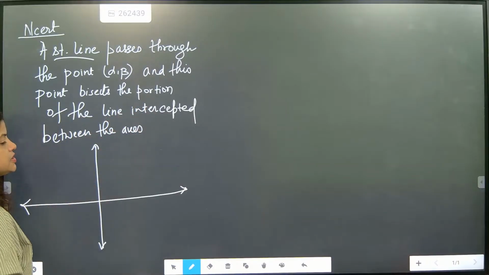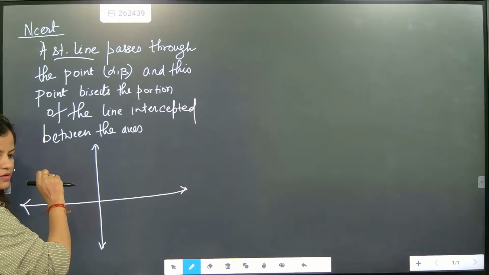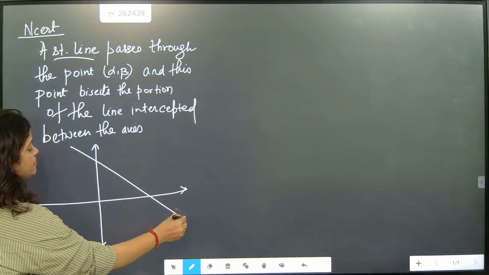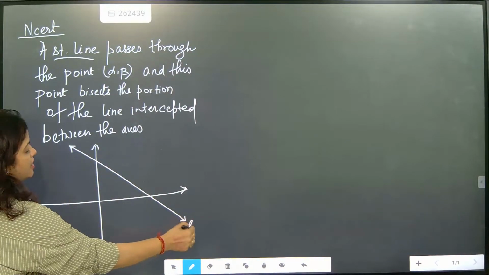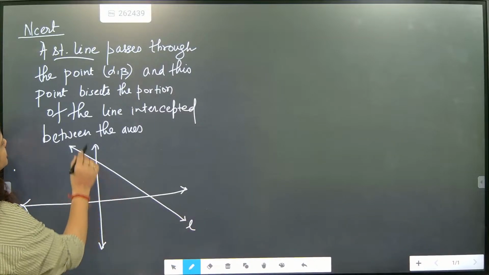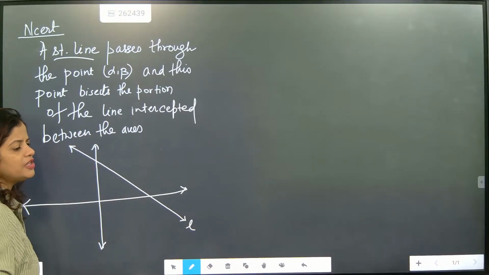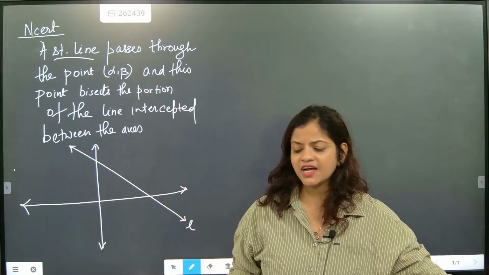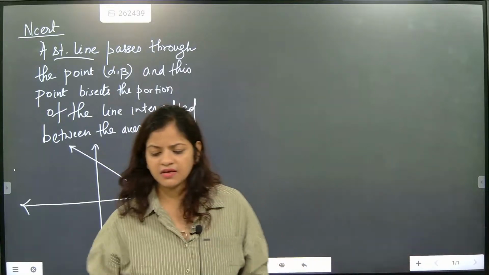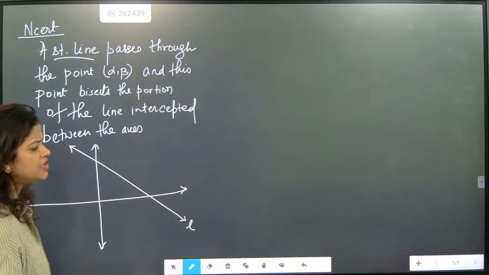Okay, so this is seriously a very good question. Come on, try this question. So in this question, L is the line. Now what are they talking about? One line is there that is intercepted between the axes. So we have to first understand what they are asking. What is it that they are asking?